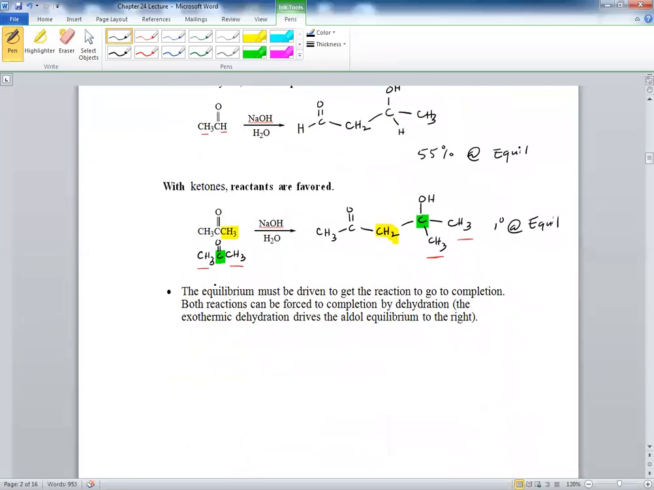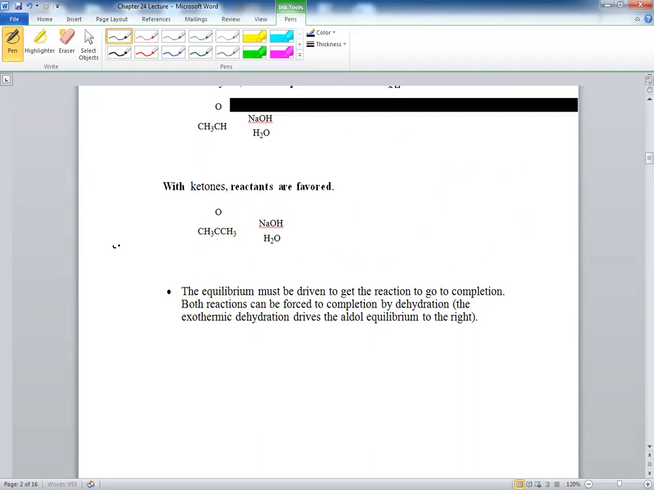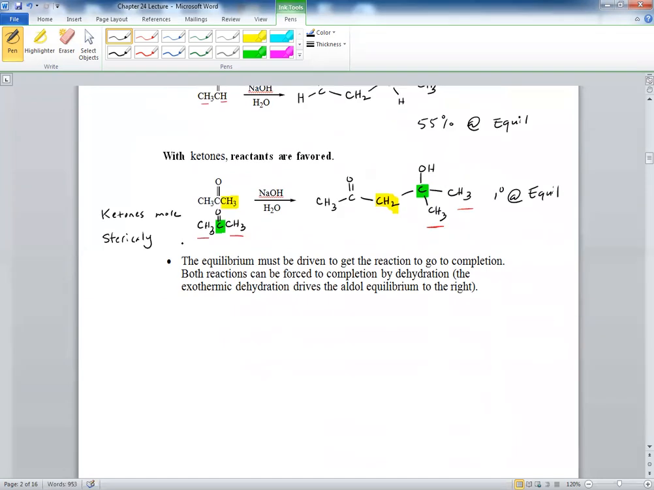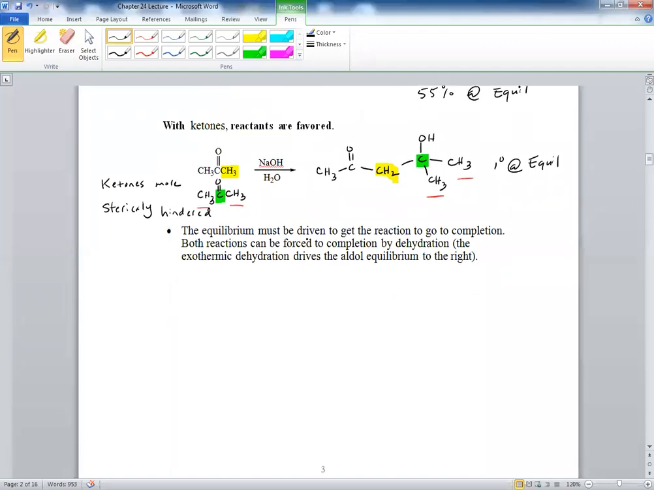And for a simple reason, it's sterically hindered. Remember, ketones are more sterically hindered. So that dropped it down to 1% at equilibrium. It's huge, very huge. So the equilibrium must be driven to get the reaction to go to completion.